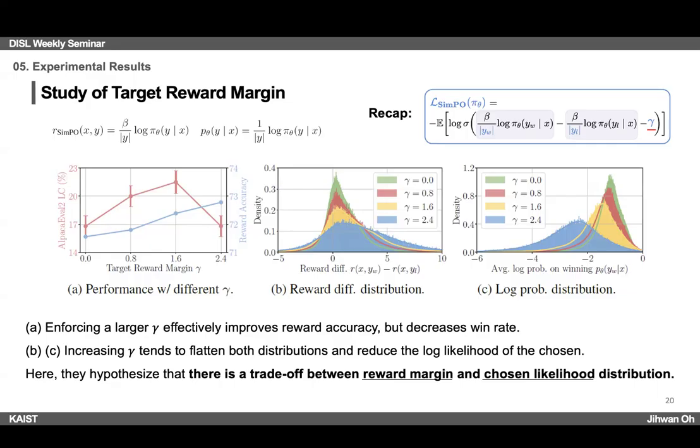And the right plot C shows the distribution of log likelihoods on the chosen responses. Again, we see that increasing gamma reduces the average log probability of the chosen, which means the model is becoming less confident in what it generates. In summary, the authors argued that there is a trade-off between enforcing reward margin and maintaining a high likelihood of good chosen outputs. Therefore, gamma must be tuned carefully to strike a balance between accuracy and generation quality.